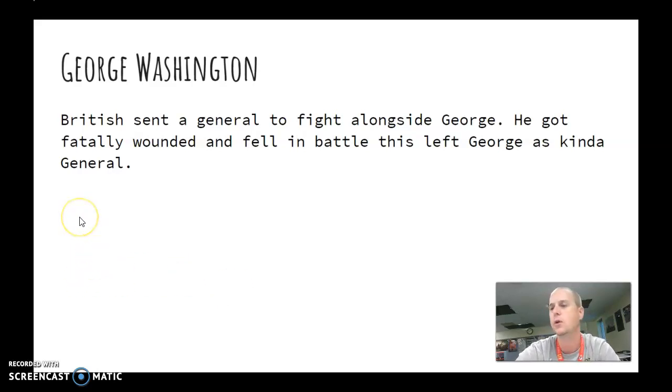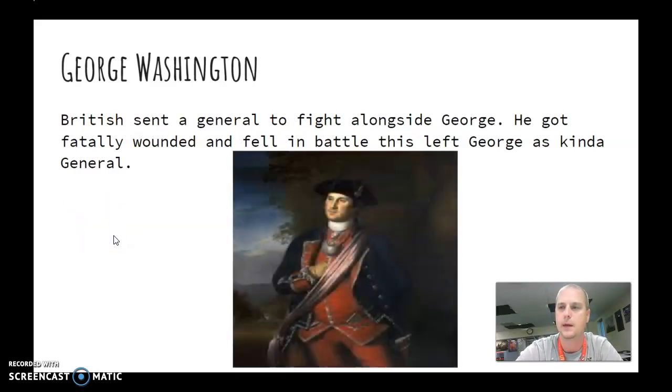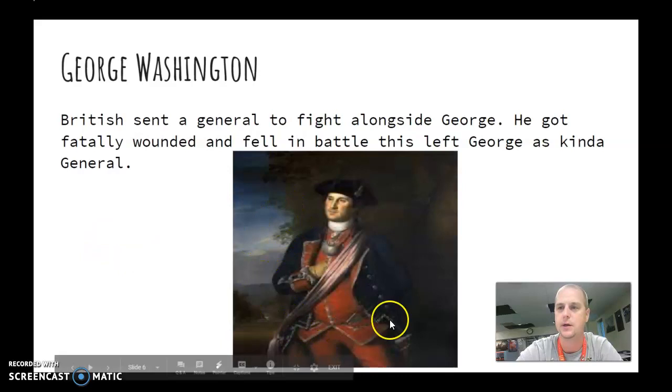And he knows the only way to get glory and to get honor in the British Empire is to win at war and be victorious in battle. So there is a young George Washington. We'll learn more about him.